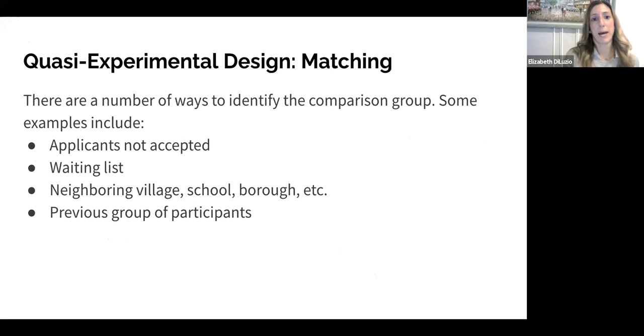So when it comes to matching, there are a number of ways to identify this comparison group. Some examples include applicants that are not accepted. If this is a program that has a certain number of slots, not everybody can be accepted. Those applicants that were not accepted make a really great comparison group. If there's a waiting list, that's very similar and would make a really good comparison group. A lot of times you'll see this third bullet, that there's a neighboring village, a neighboring school, a borough that's similar to it. You can use them as the comparison group.